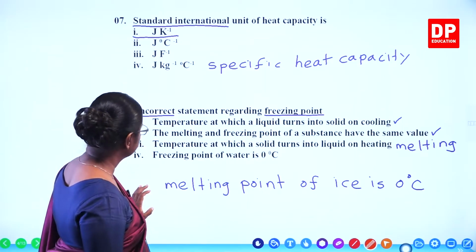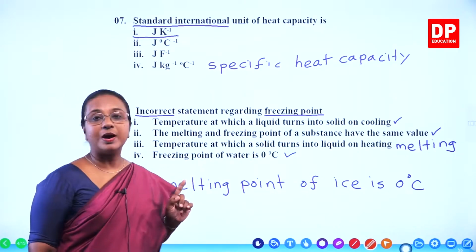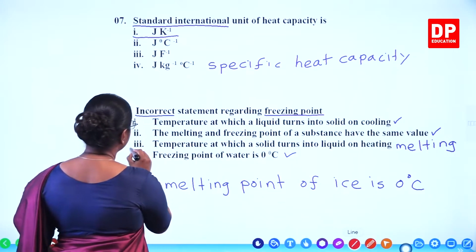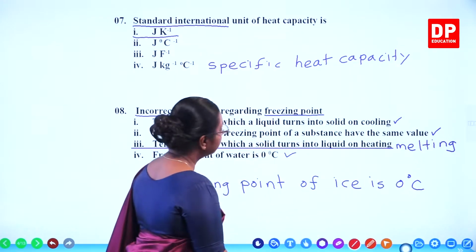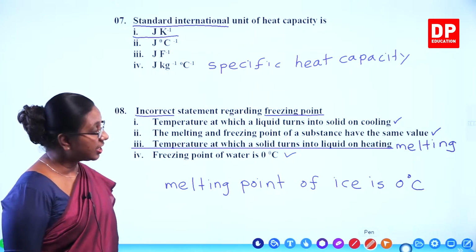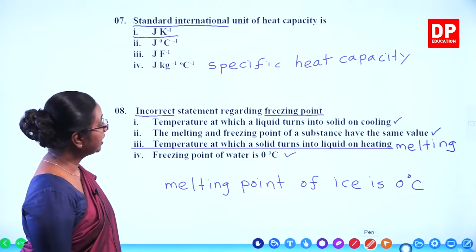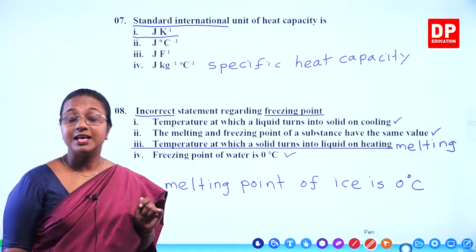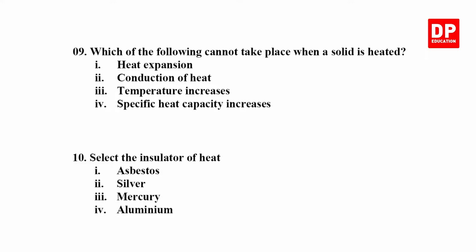So, out of these three, the first statement, second statement and the fourth one, they are all correct. The incorrect one is the third one. Temperature at which a solid turns into liquid on heating is actually melting point. But here the statement has to be regarding freezing point. So, therefore, the third one is incorrect. So, with that, students, I will move on to the next question.